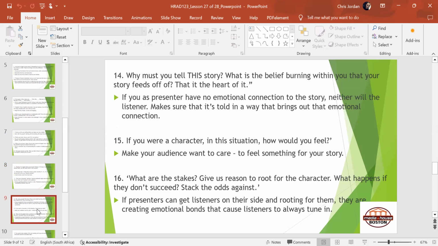Let's have a look further. Okay. Number 14. Why must you tell this particular story? So this is again just reiterating my previous trains of thought, right? Why are you telling it today? Why is this particular small aspect of it the most important aspect at this particular time? What is the belief burning within you that the story feeds off? And that is the heart of what it is you're actually doing on air.